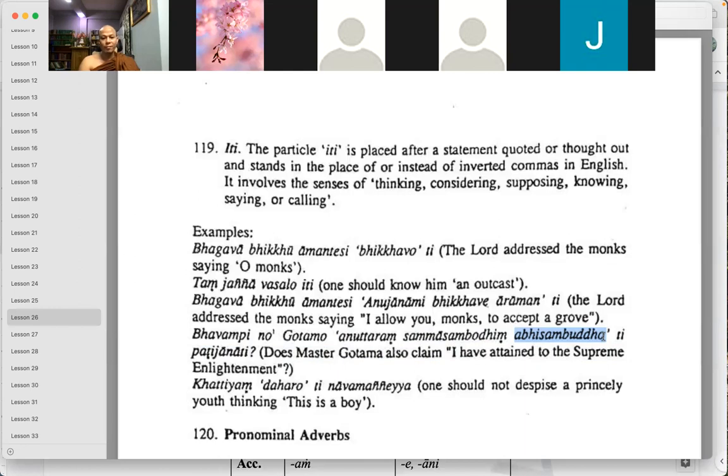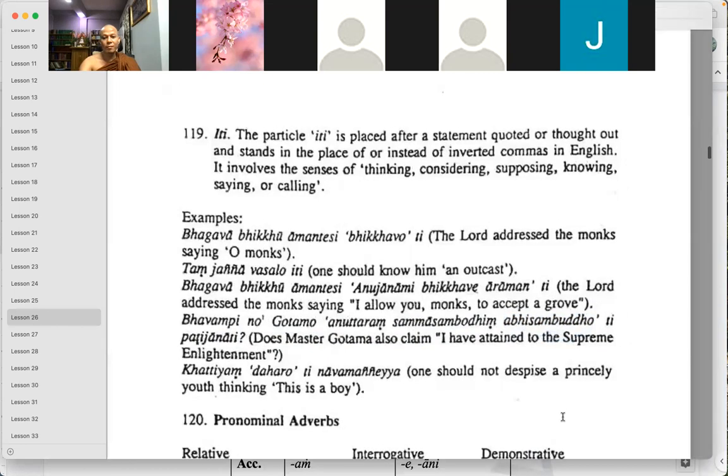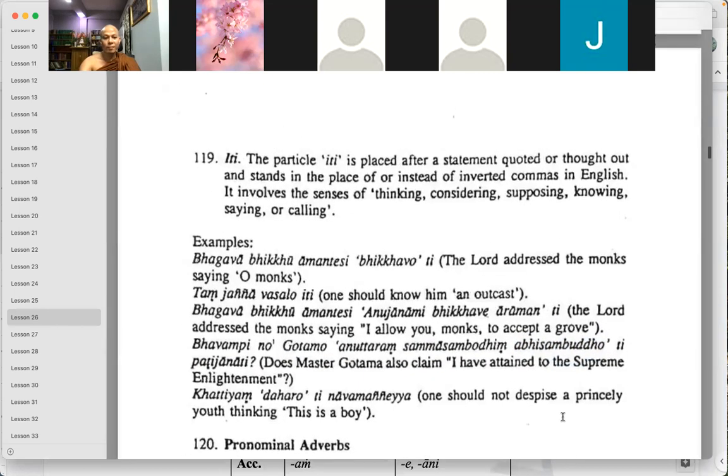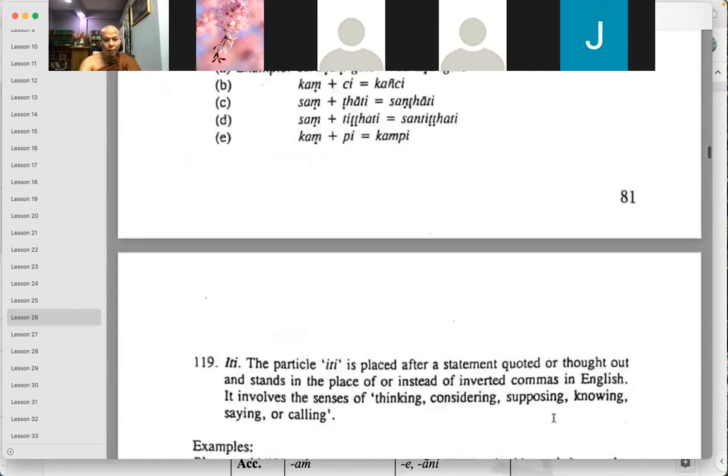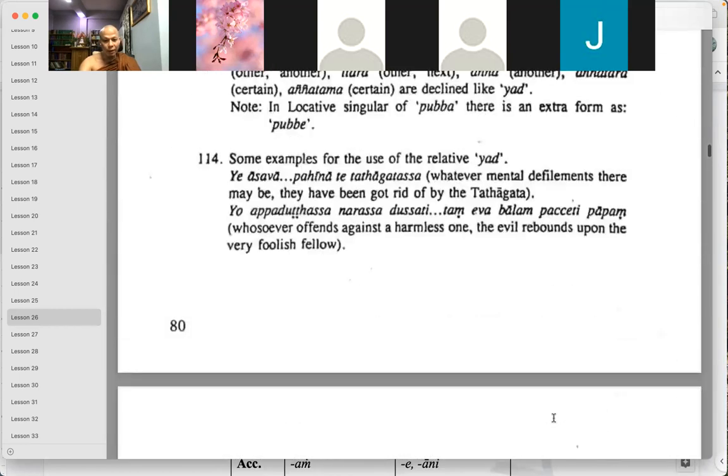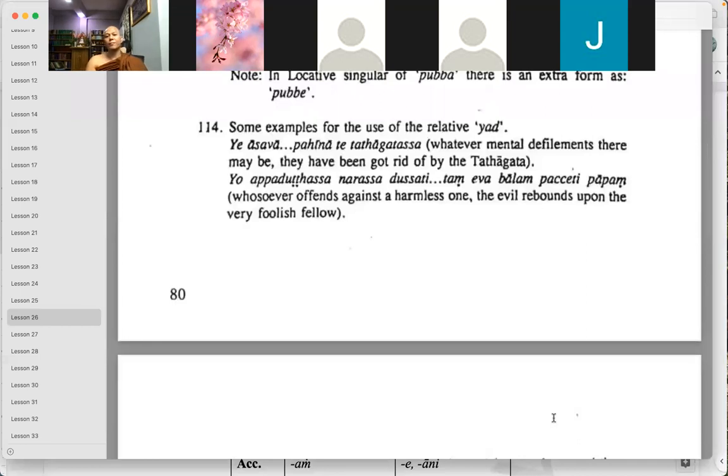But then for 114, the example: Ye asavā pahīnā tathāgatassa. Ye asavā pahīnā tathāgatassa. I'm just wondering, does pahīnā go with tathāgatassa? Is this genitive? Right, genitive. So that is agent. Agent can be denoted by the instrumental as well as the genitive. Okay, thank you very much, Bhante. Okay, okay.